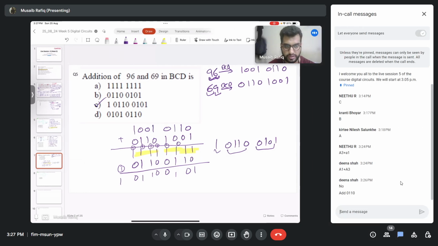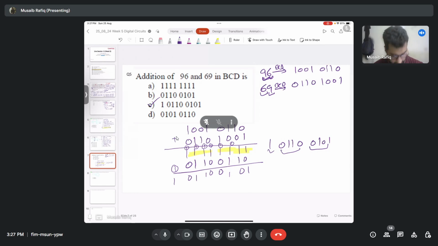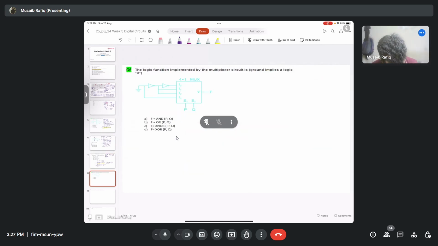Any doubts in this question? If not, let me just go to the next question. This question I have kept as an exercise for you guys to do first. I'll just show the solution afterwards.